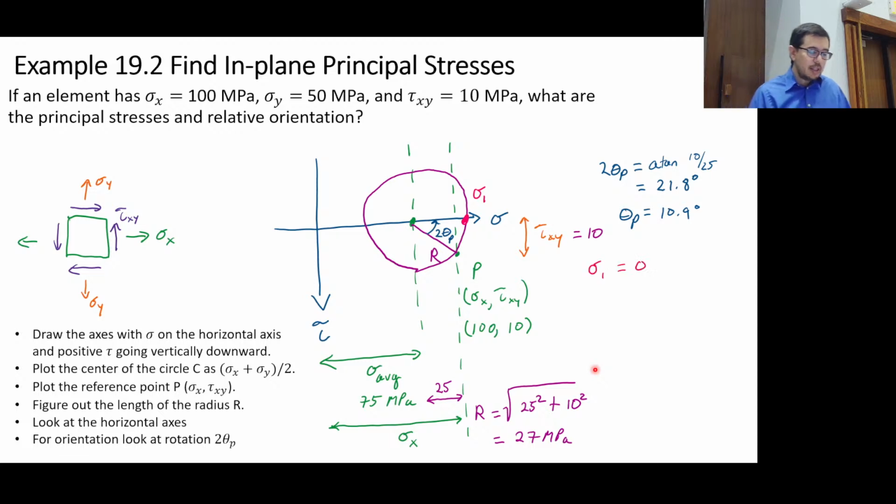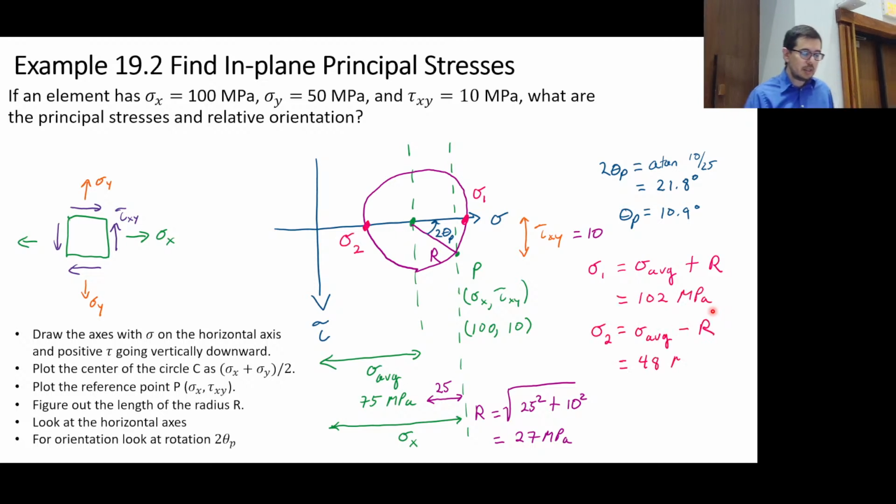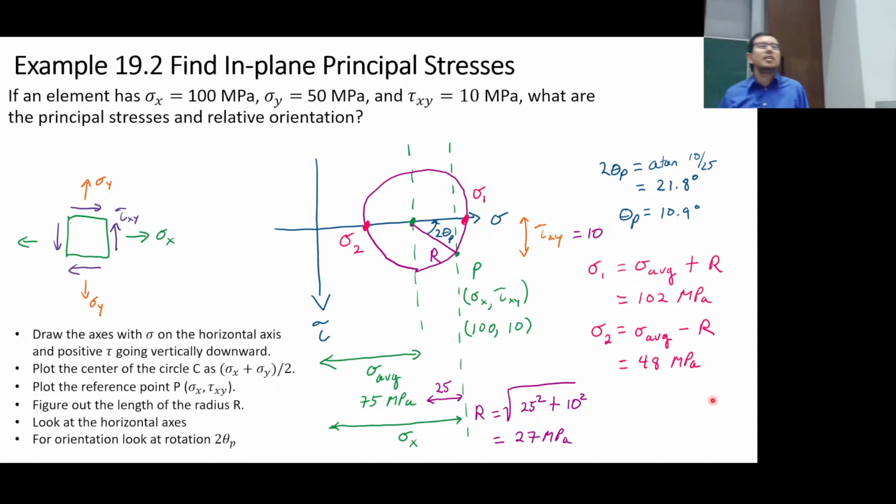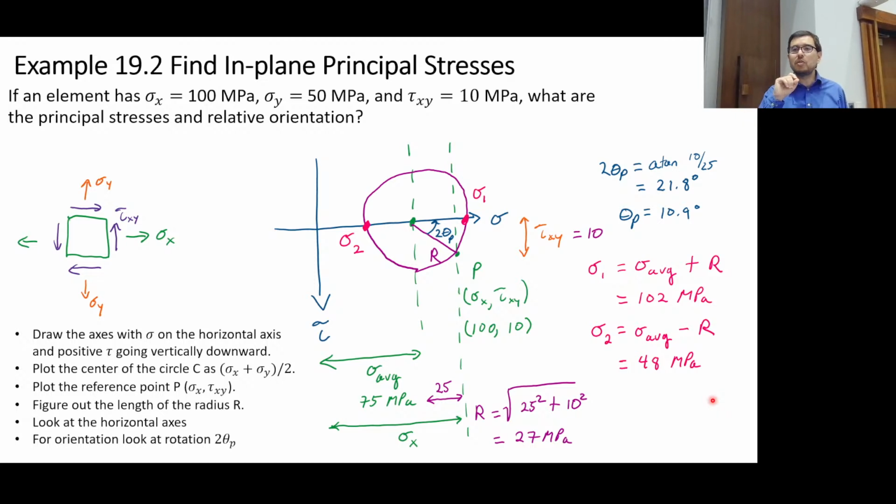Then the magnitude, sigma 1, is sigma average plus radius, like we said, that's 102. And sigma 2 is the sigma average minus r, and we said that was 48 megapascals. Any questions on this? This example highlights one of the benefits of using Mohr circle, in that we can calculate principal stresses very quickly.